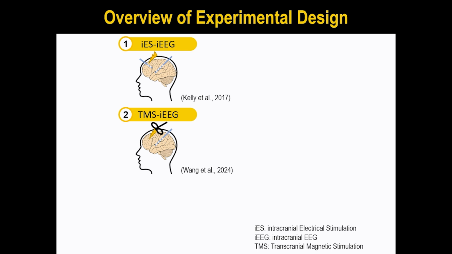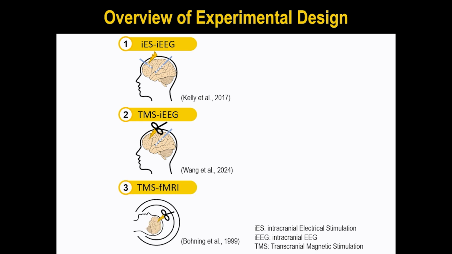To move towards clinical translatability, we replaced the IES with TMS. That is the second method shown here, but still recording the subcortical activity with the intracranial EEG. However, as we know that the intracranial EEG can only be used in epilepsy patients, it is necessary to combine the TMS with a non-invasive brain measurement to map the effects of TMS in a broad, healthy population.